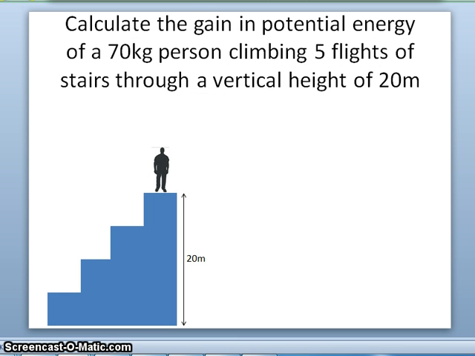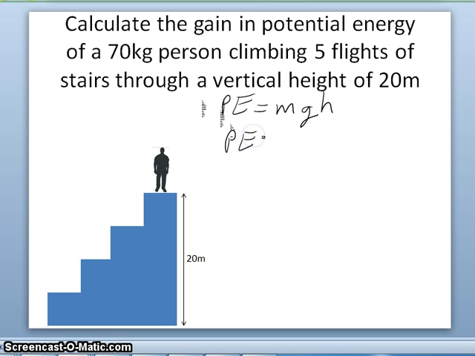So let's calculate the gravitational potential energy of a person. If a person who is 70 kilograms climbs 5 flights of stairs, they have a vertical height above the ground of 20 meters. If I wanted to find this person's gravitational potential energy, I would say that potential energy is equal to the mass of the person times the acceleration of gravity times the height.